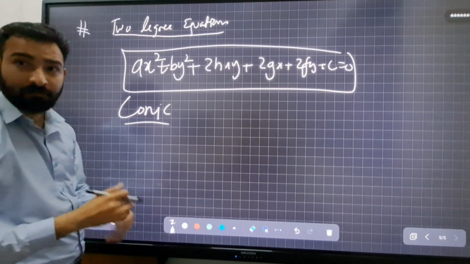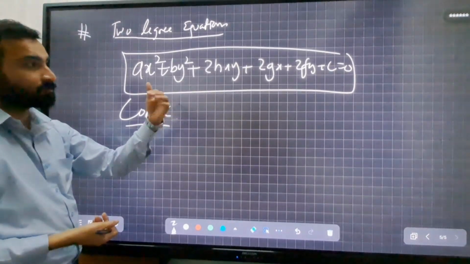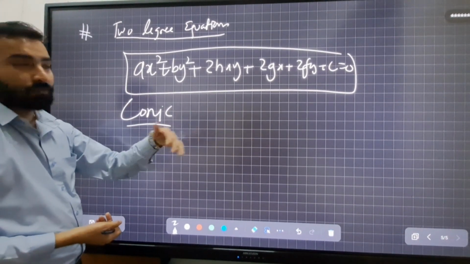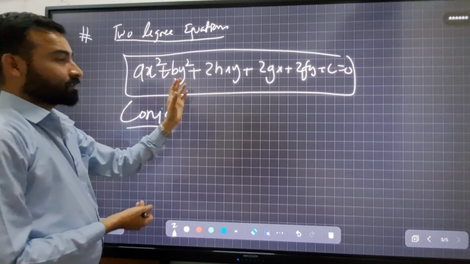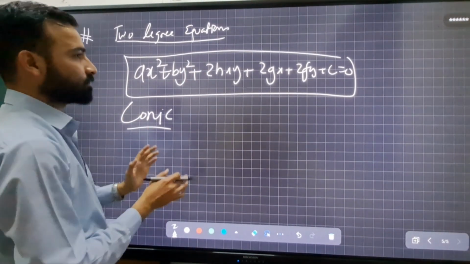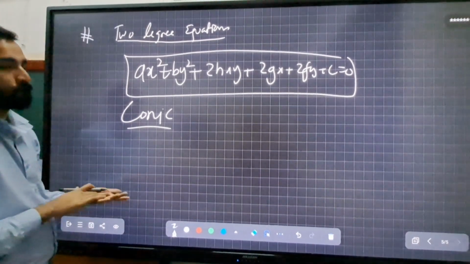There will be some certain criteria. Depending upon that, this equation will become the equation of a parabola, ellipse, hyperbola, circle, or pair of straight lines. There are only some conditions, and that I teach basically in the class. Okay, thank you.